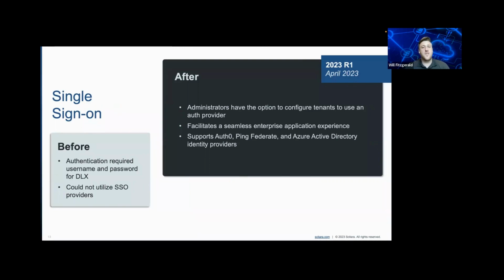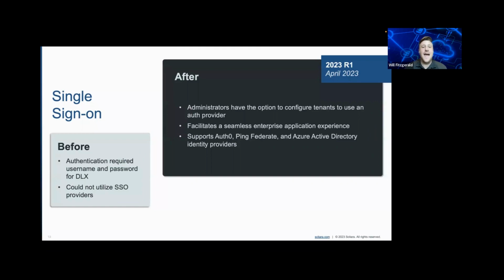Single sign-on is another feature that we're including in 2023 R1. Prior to our 2023 R1 release, you would require a username and password to be able to sign into DLX. There was no integration with existing identity providers. With the introduction of single sign-on, we're creating a more seamless enterprise application experience, allowing you to configure tenants to use an existing authentication provider.